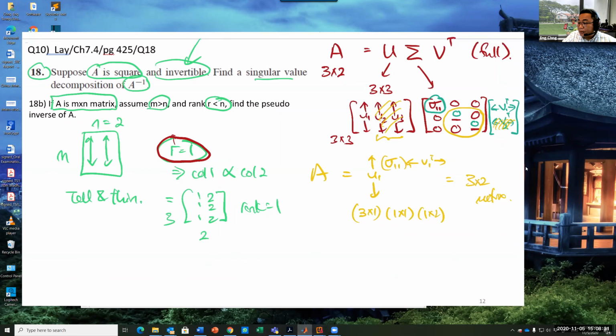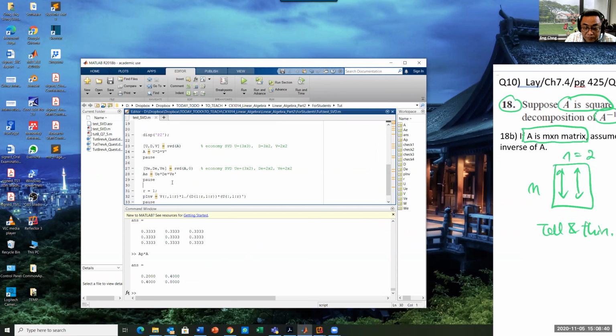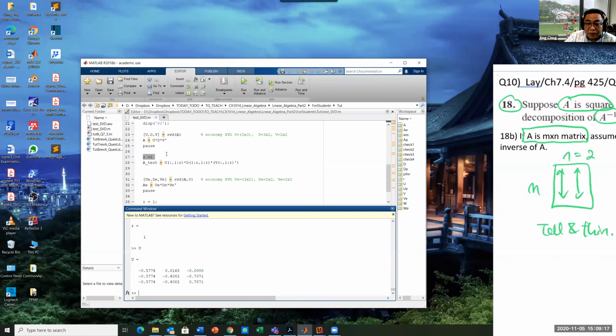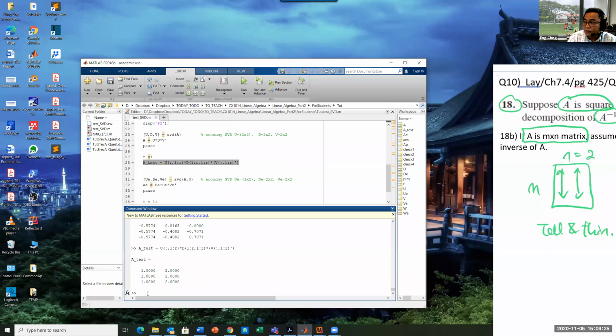Let me show you my MATLAB code. I'm going to reconstruct A. I'm going to reconstruct A test equals U times D times V transpose. Did I get it right? And I'm only going to use r equals 1. Do I have U? Yes. So let me get A test out first to see I'm right. Sanity check. Yes. So I can reconstruct A using only rank r.